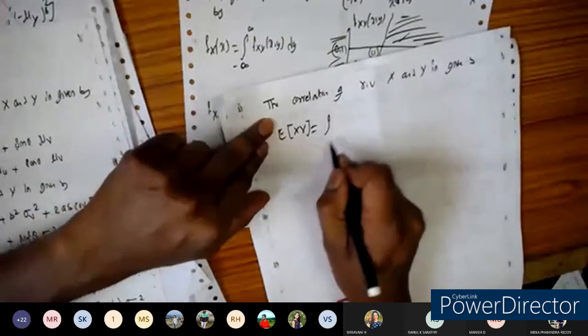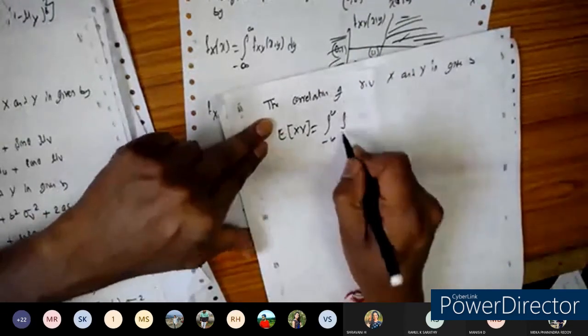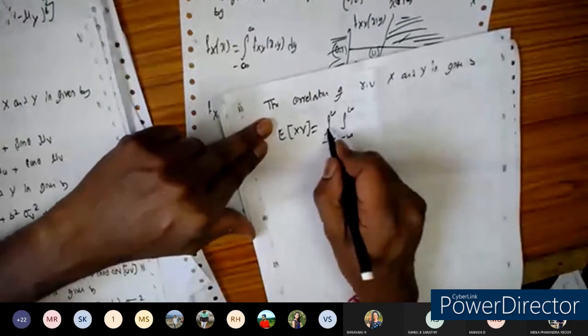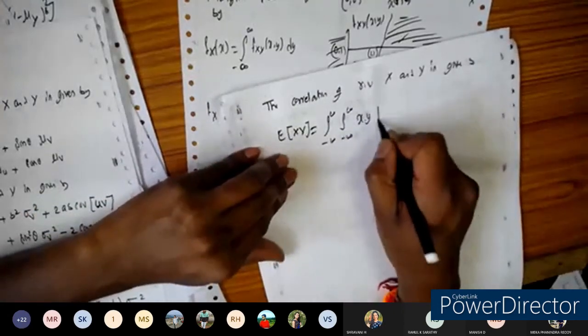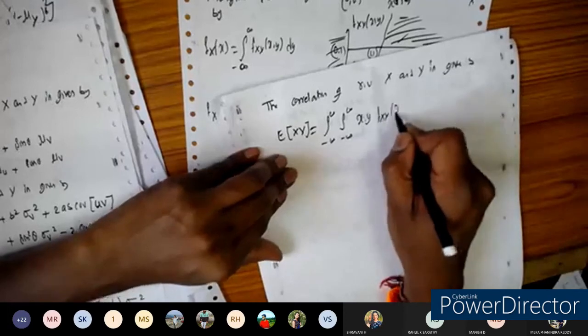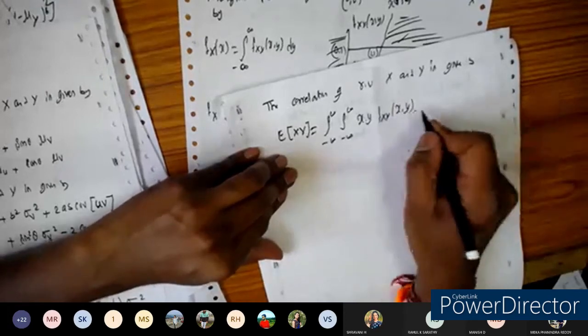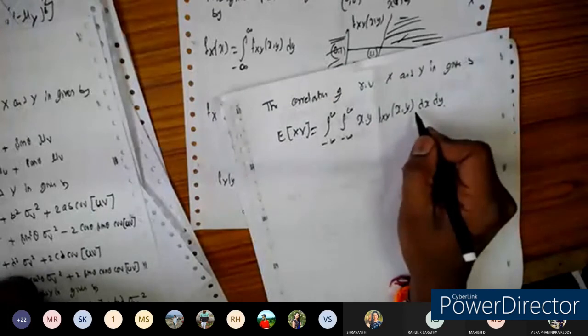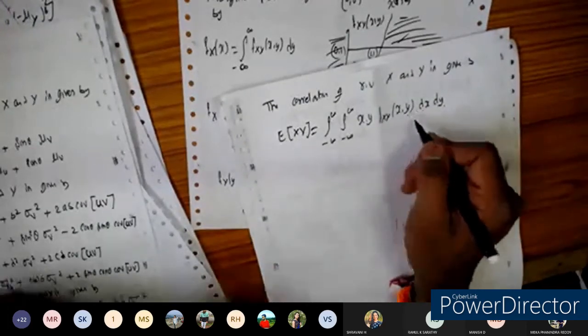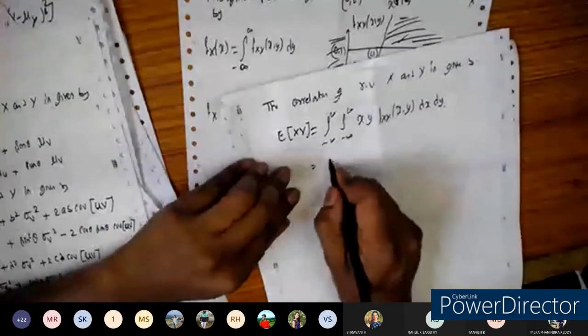I'll write the generalized formula. So integral from minus infinity to plus infinity, one for the random variable x, another for the random variable y, and we have the bivariate PDF fxy of x comma y into dx into dy. Since we know that fxy of x comma y is equal to fx into fy, we can integrate this separately.